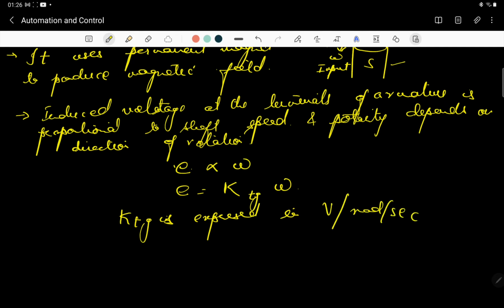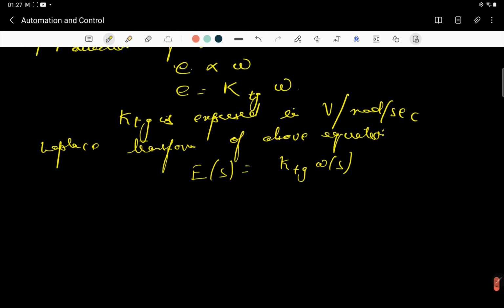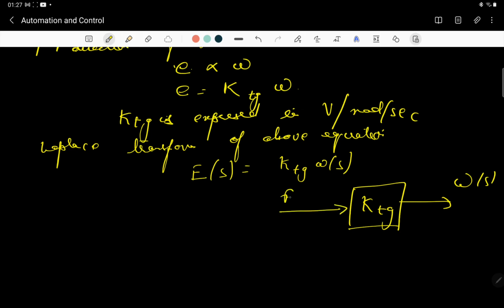Now let's take the Laplace transform of the above equation. It will give you E(s) equals K_TG times omega(s). In the block diagram form, if you want to draw it, you get K_TG, with omega(s) as the input and E(s) as the output.